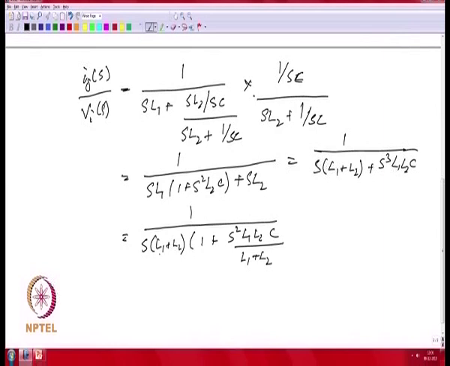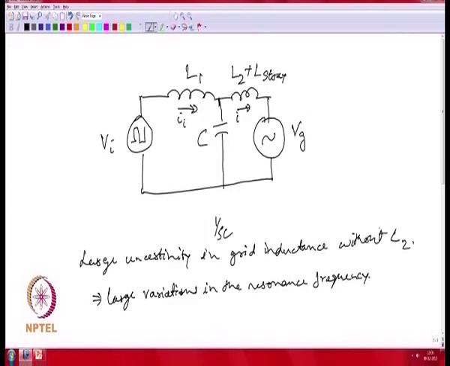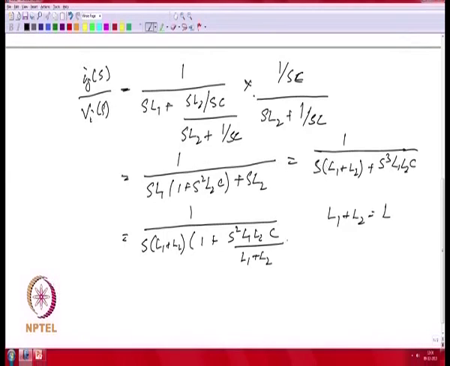So the quantity L1 plus L2 can be thought of as L. Essentially the inductor is split into L1 plus L2. If you had a first order filter, then the capacitor connection would not be there, and you would have just L1 plus L2. Now that you add a capacitor in between, you get the additional attenuation provided by this term over here. This term is essentially L1 and L2 in parallel.